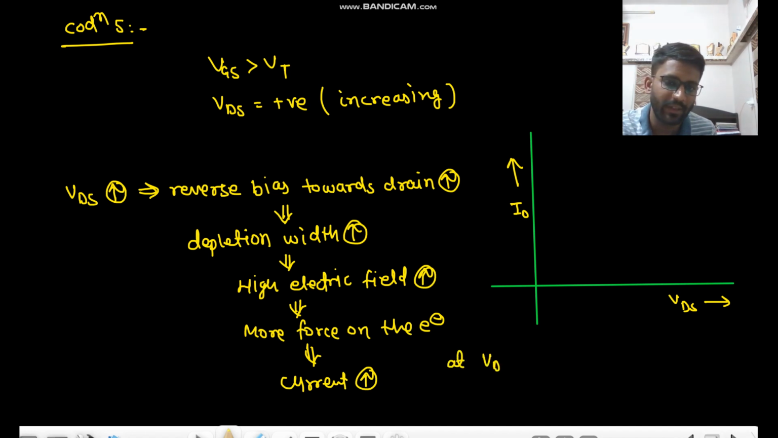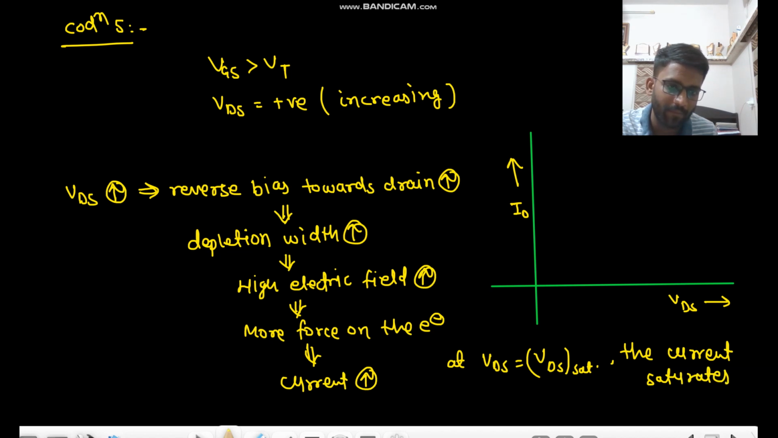And at VDS equals to VDS sat, the current saturates. Now why so? Why at VDS equals to VDS sat the current saturates? Because the channel in drain side the channel is completely depleted of charge carriers. If we increase more VDS, the channel width get less, right? If we keep on increasing the VDS value, the channel width will get less, and because of that the channel will have lesser charge carriers and the current will be less.